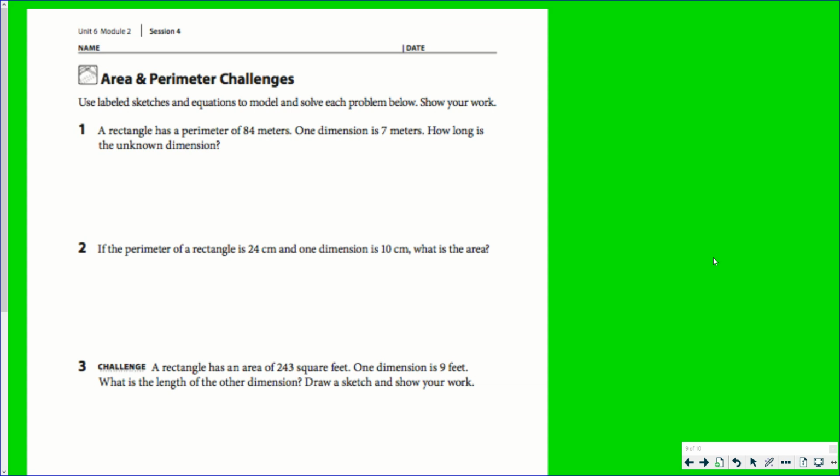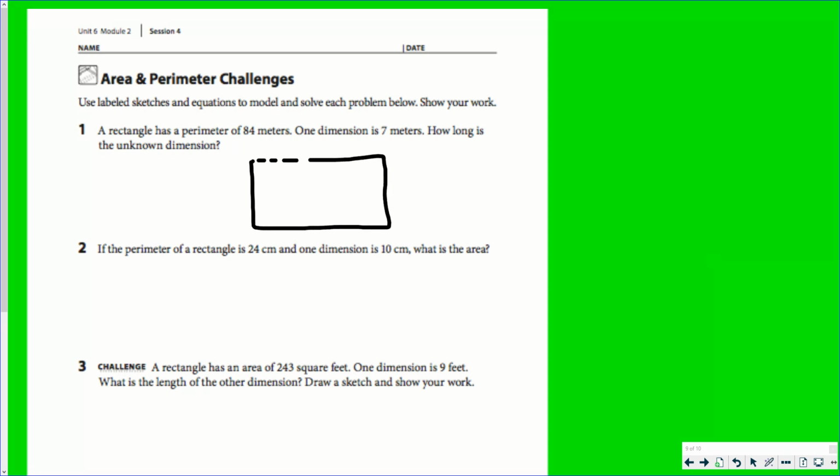All right, so problem number 1. It says a rectangle has a perimeter of 84 meters. One dimension is 7 meters. How long is the unknown dimension? Can anybody predict what I am going to say first? If you had said draw your visual, you would be correct. So I am drawing my visual right now.